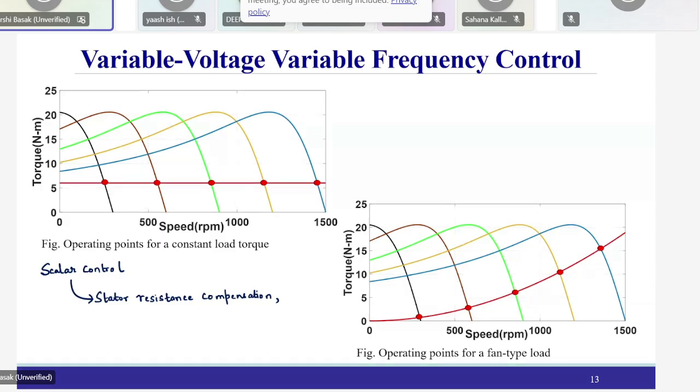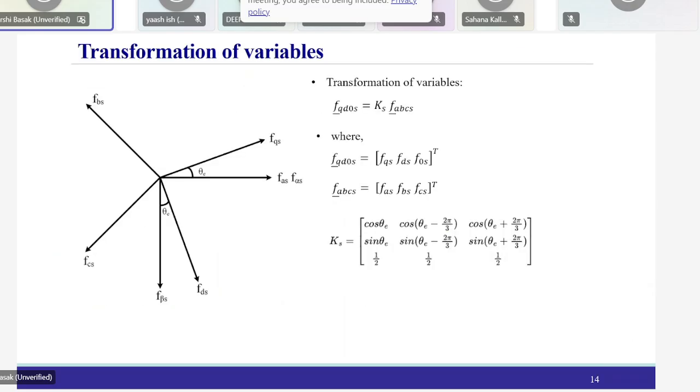That's why we try to go for what is called a vector control drive. So a variable voltage, variable frequency, but a vector control drive. Now we will start talking about vector control. Before going into vector control, we will do a transformation of variables.